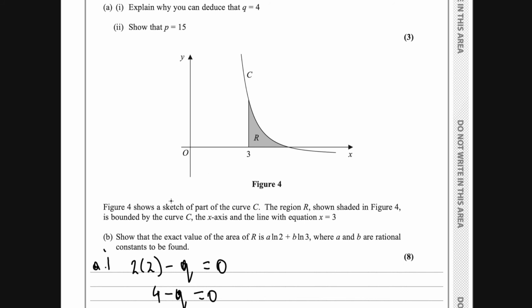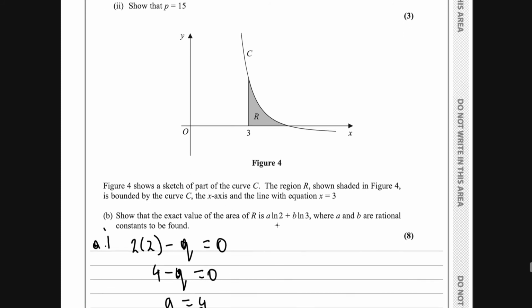So we're told that figure 4 shows a sketch of part of curve C, and the region R shows the curve being bounded by the x-axis and x equals 3. So for part B, what we're asked to do is show that the exact value of area R is A ln 2 plus B ln 3, where A and B are rational constants to be found. In other words, they're not decimals that go on and on and on, and equally they can be negatives as well. So what we really need to do now is integrate.